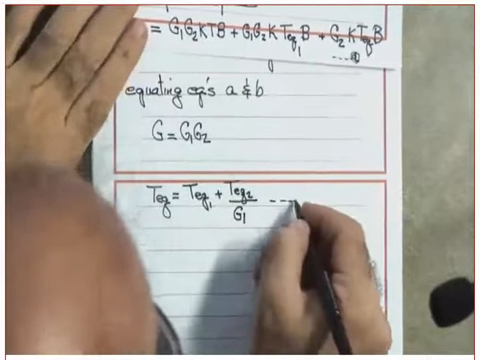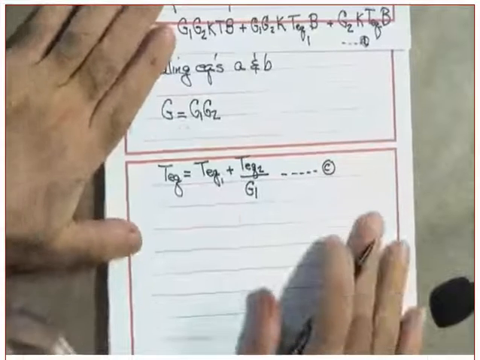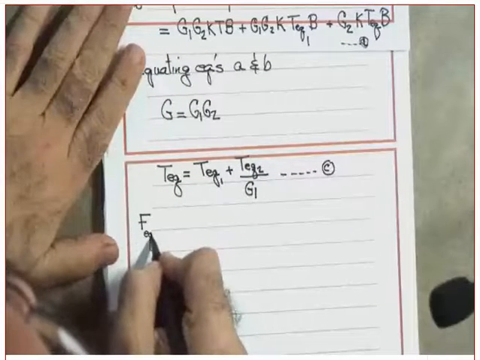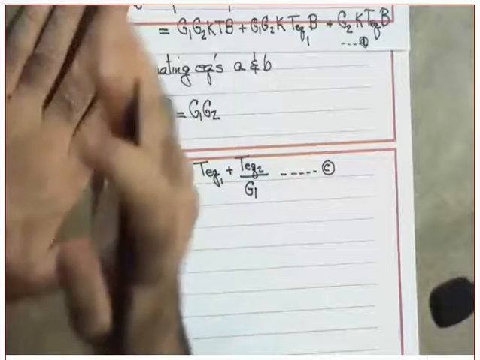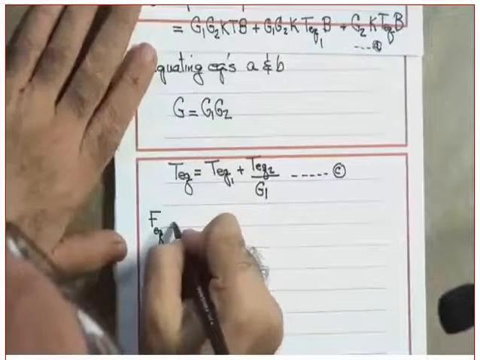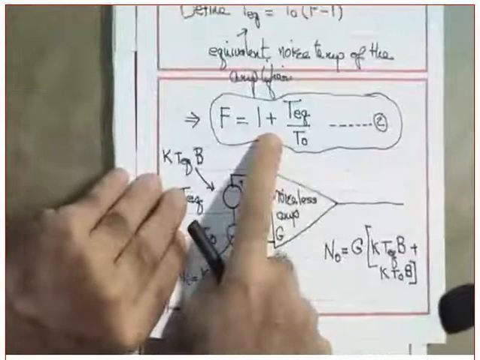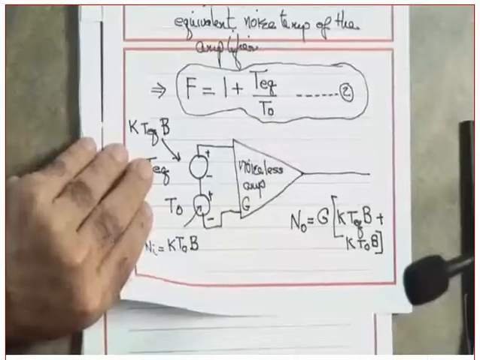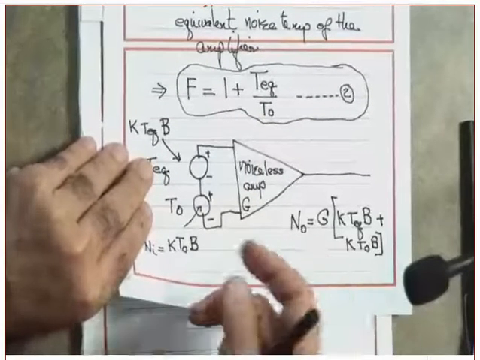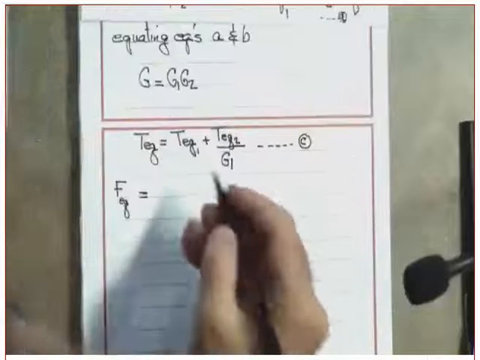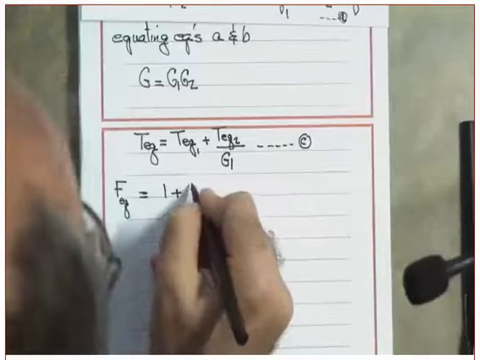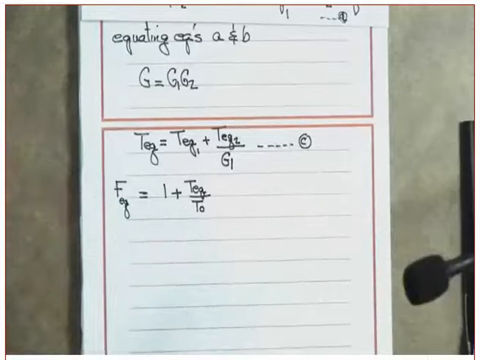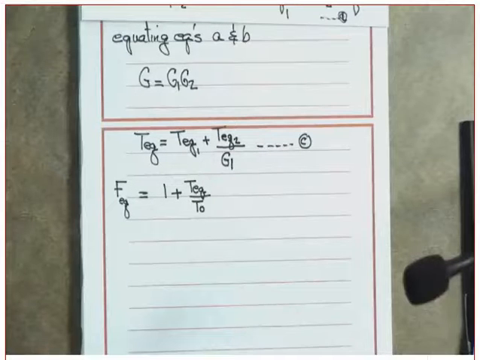Now, so this one equation, C. Too many equations. Now, what is F equivalent, the total equivalent? By definition, what am I going to use? This definition. That's a definition, measured at what temperature? The room temperature. So it's 1 plus T equivalent over T0. Yes or no? Yes. Okay.